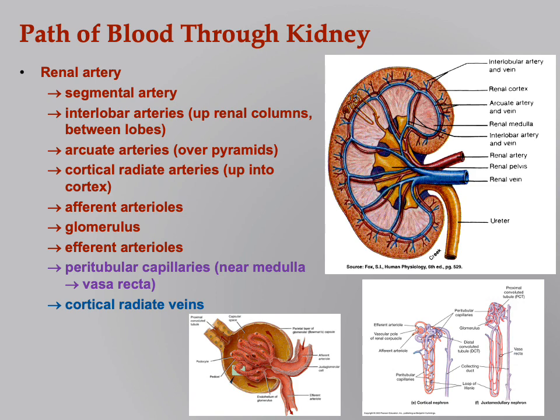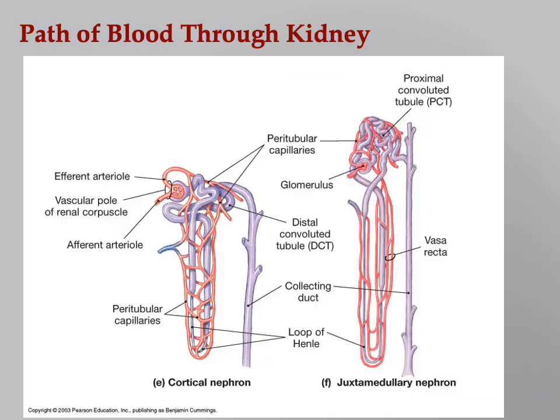So now let's bring the blood back. As the blood comes back, it's going to come back through first the cortical radiate veins, then into the arcuate veins, then into the interlobars, and then finally into the renal vein. And that's the blood flow. I could ask you about that just like I asked the path of blood. It's not hard. Look at the diagram on the right and just practice on your own. It makes total sense. Blood comes in, blood goes out. It's easy. Just watch where it goes.